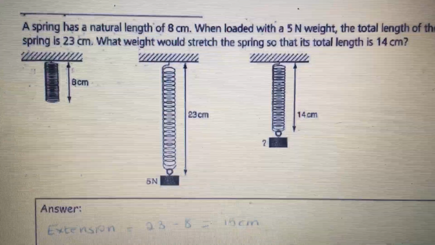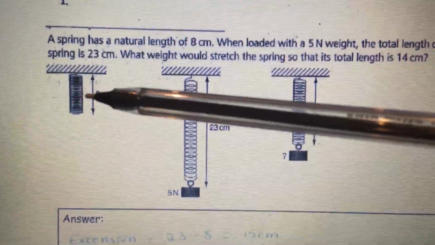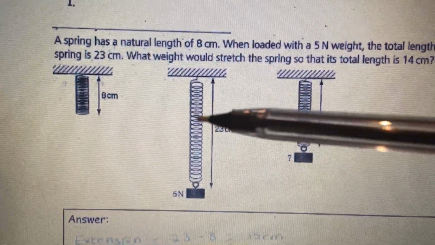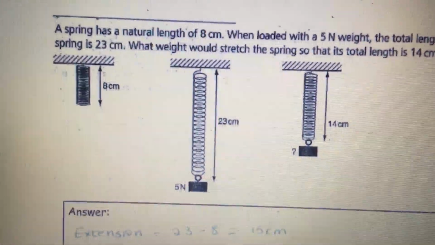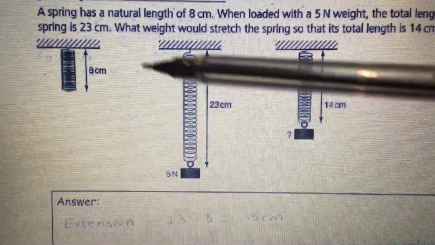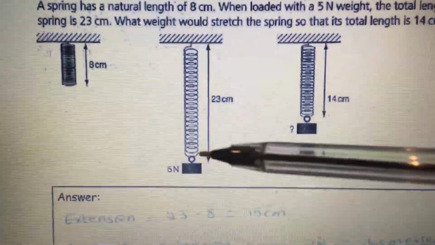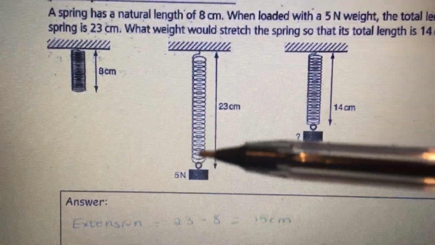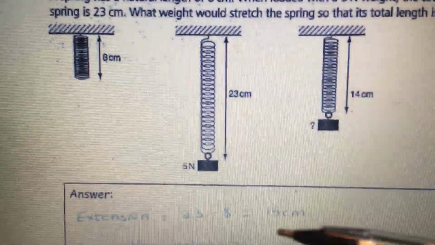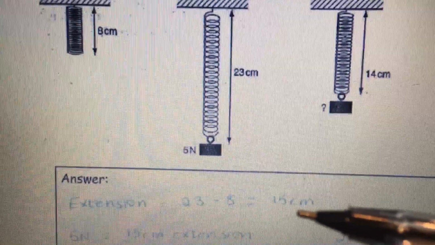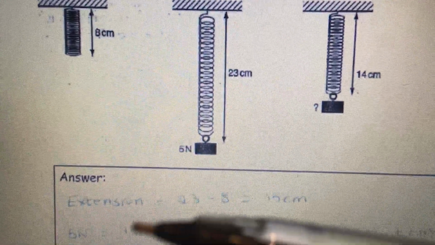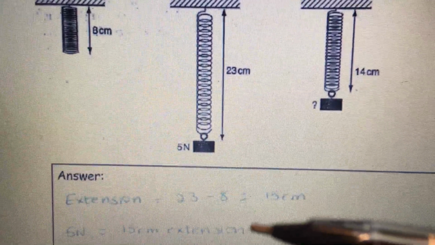So, when the spring has 5 newtons attached to it, that causes the spring to extend by 15 centimetres. So, the 5 Newton weight causes an extension of 15 centimetres. So as you can see here, 23 minus 8 causes an extension of 15 centimetres. So it's basically that 5 Newton weight that is causing this 15 centimetre extension.